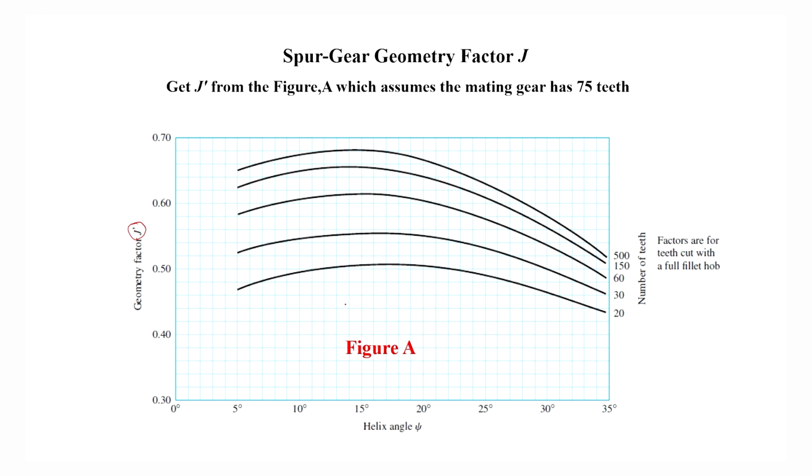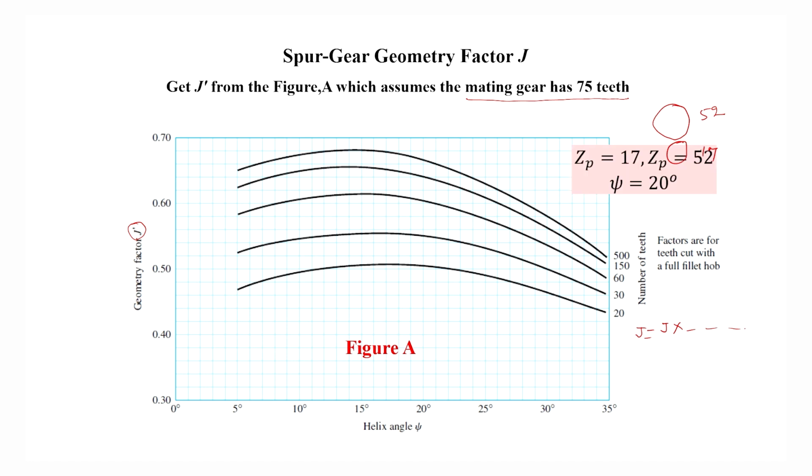And this figure is applicable when the number of teeth on the mating gear is 75. If the number of teeth in the mating gear is other than 75, as in our case, where the pinion has 17 teeth and the gear has 52 teeth, they are not meshing with 75 teeth, so this J is not the actual J, it is J dash. To get the actual value of J, this J dash should be multiplied by a modifying factor, and that is obtained with the help of figure B.